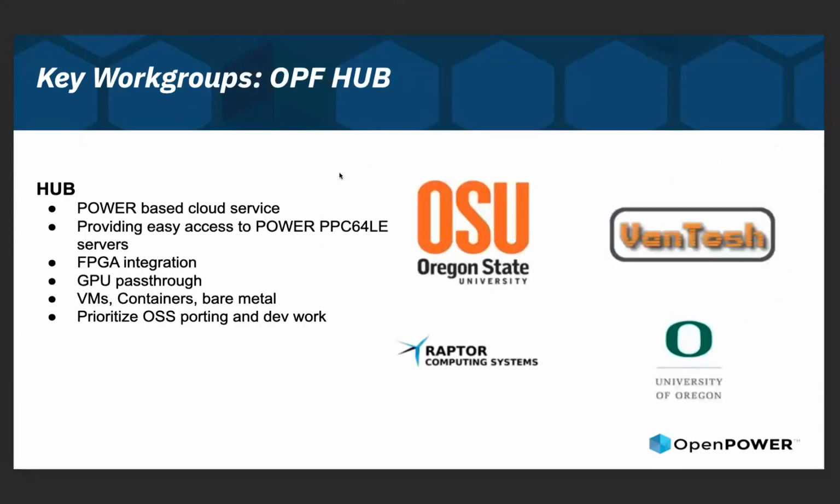One of the other work groups we have is the OpenPOWER Foundation Hub, and this is really focusing on giving access to Power resources to anybody who wants to port software or potentially develop hardware on Power. And so we have a few providers in the audience here: Oregon State, University of Oregon, and we have Vantage and Raptor Computing. These are member companies of the OpenPOWER Foundation, and they provide these resources free of charge as long as you're working on open source software. Some of them actually do allow you to use proprietary software, depending on what you might be developing, but mostly it's completely open source, and we try to prioritize that.